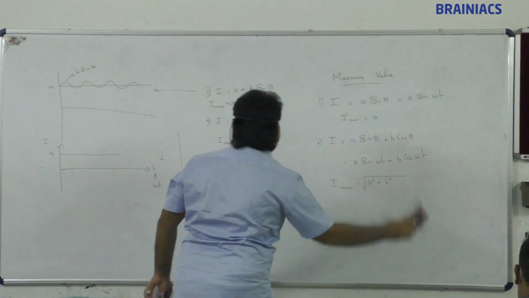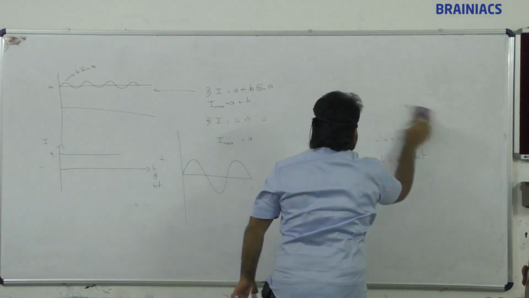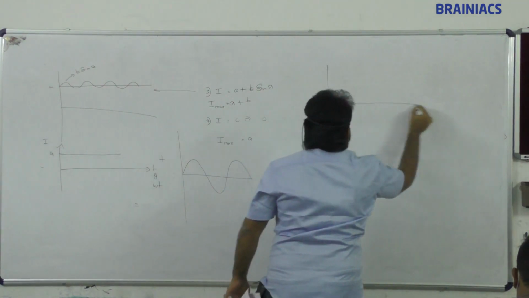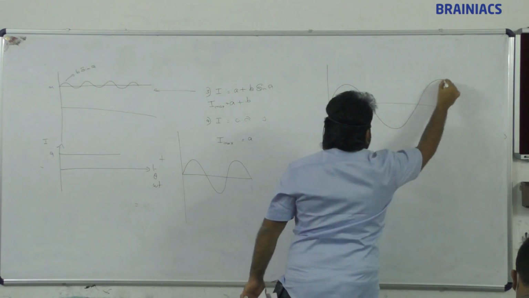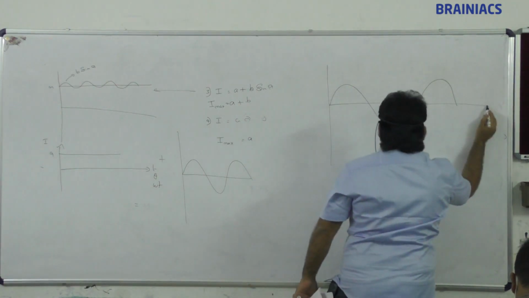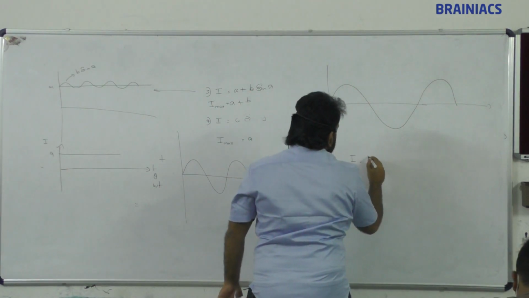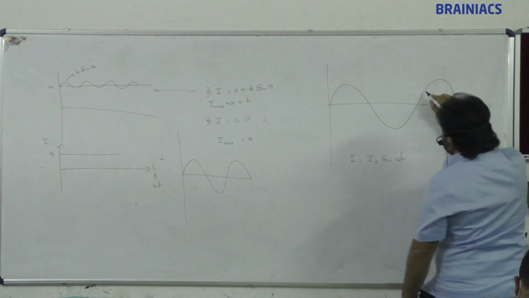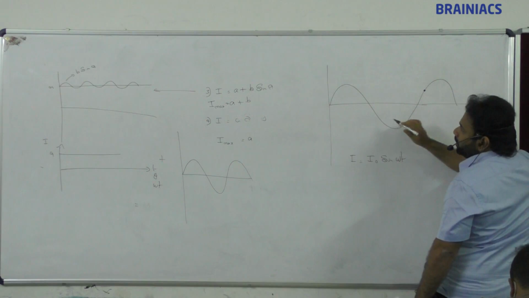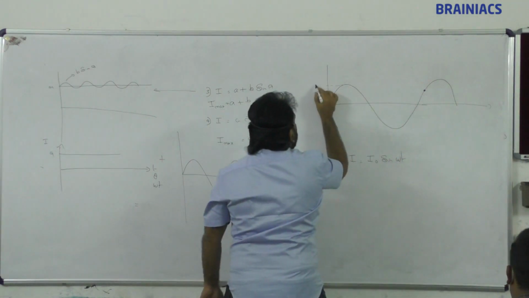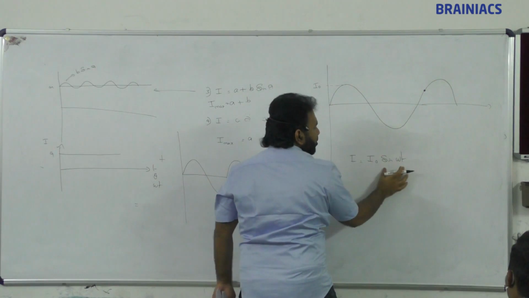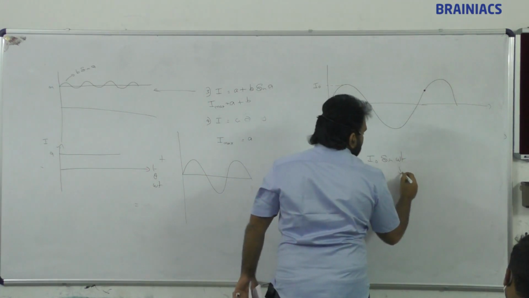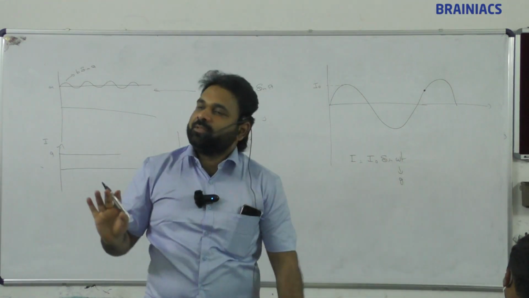Suppose I draw like this and write I is equal to I naught sine omega t. So phase means this omega t will decide. I naught means simply the amplitude, the maximum value. This sine omega t will decide the instantaneous value. In this, omega t means theta.